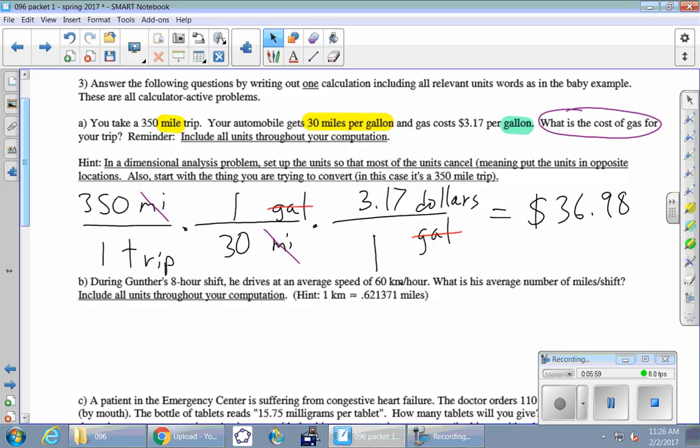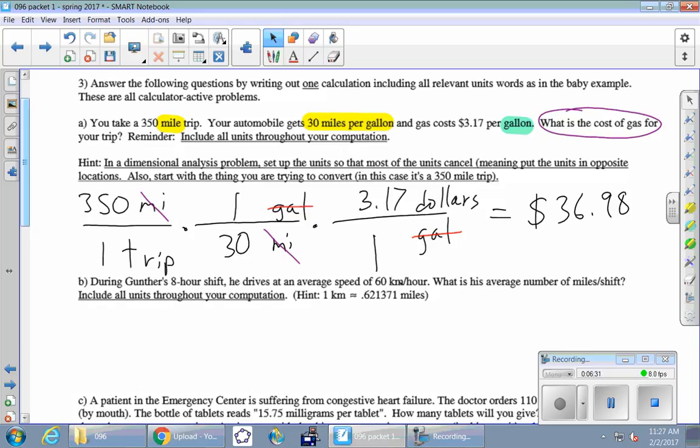Too low or too high? Yeah, so let's think about it. 30 miles for every gallon, right? Roughly how many gallons are we using here? Just ballpark. 30 miles per gallon, and it's a 350-mile trip. It's a little bit more than 10, right? 10 gallons will get you 300 miles. So it's about 12 gallons of gas. Okay, so I'm paying for 12 of those.